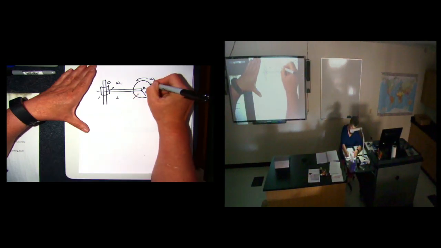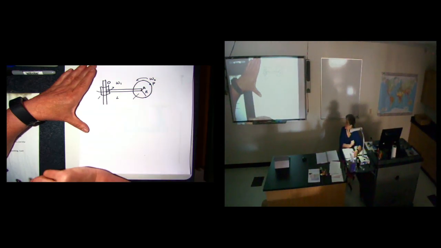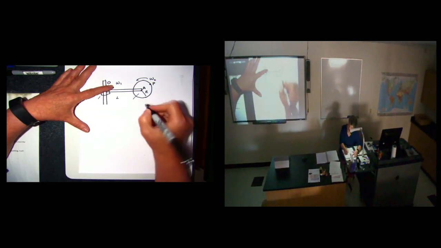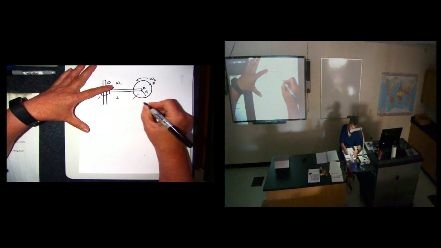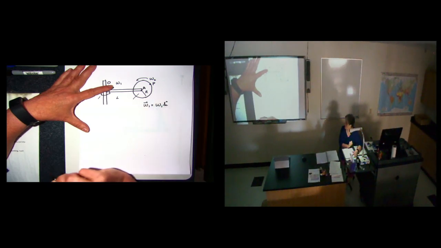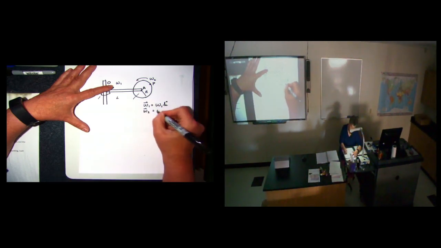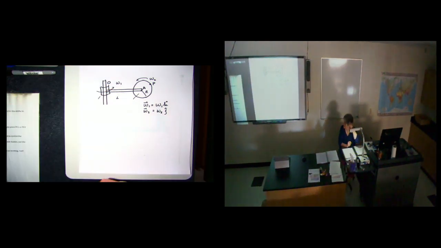And we're going to need it in a little while, but we're going to have a point P on the edge of the disc. To start with, we're going to ignore P, but right now we're going to start with that edge. So if I write out in my vector notation, omega 1 is going to be omega 1 in the K direction, and omega 2 is omega 2 in the J direction. So I've got my vector components.